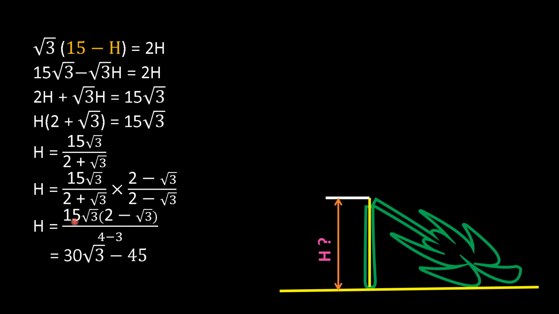which will be 15 twos are 30 root 3, minus root 3 multiplied by root 3 will be 3, 15 multiplied by 3 will be 45, and 4 minus 3 will be 1. Now substituting the value of root 3, which is 1.73, we get 30 multiplied by 1.73 minus 45 as 6.9 meter. So the tree broke at a height 6.9 meter from the ground.